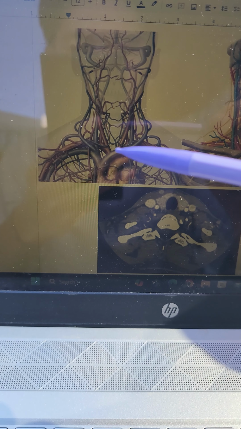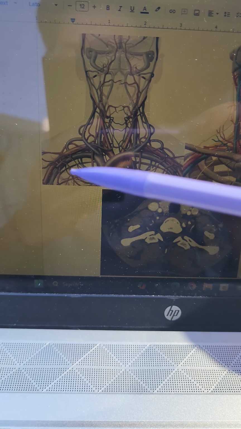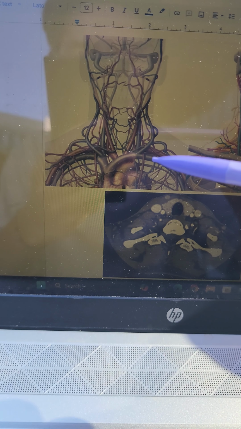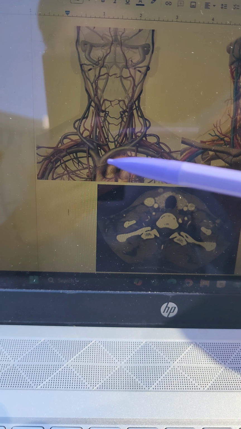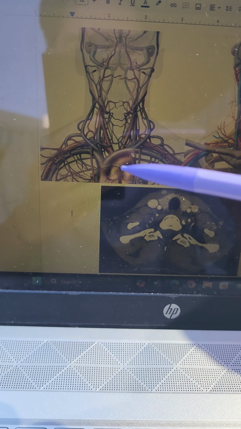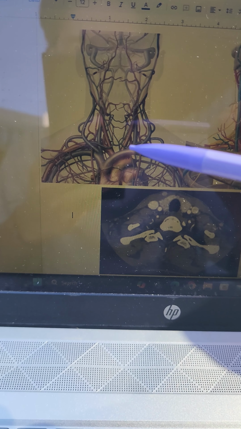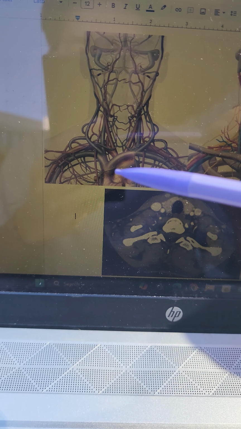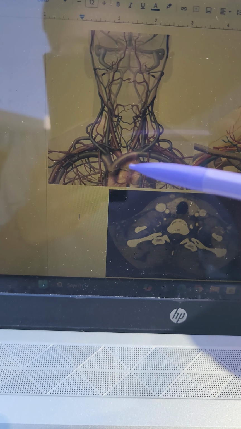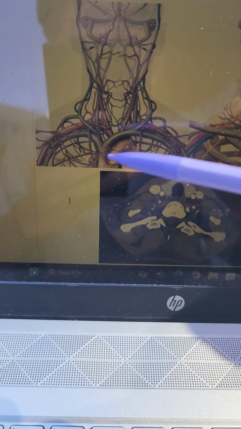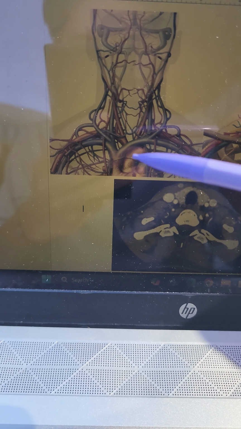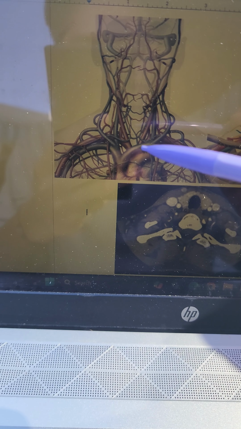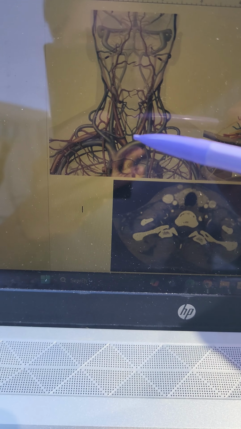superiorly and laterally, we have the right and left subclavian vein. The left subclavian vein crosses in front of the great arteries and the aortic arch, anteriorly and slightly superiorly. That's why it's kind of hard to see here, but from the aortic arch we have the great arteries coming off the superior portion. Right, middle, left.